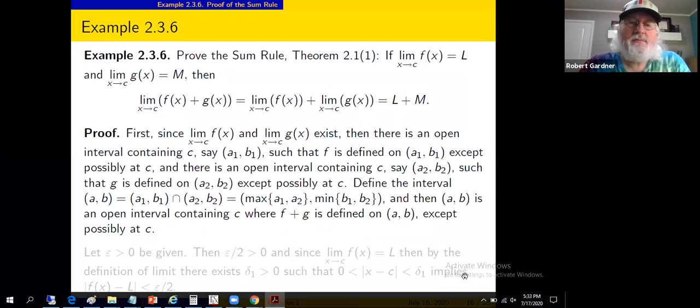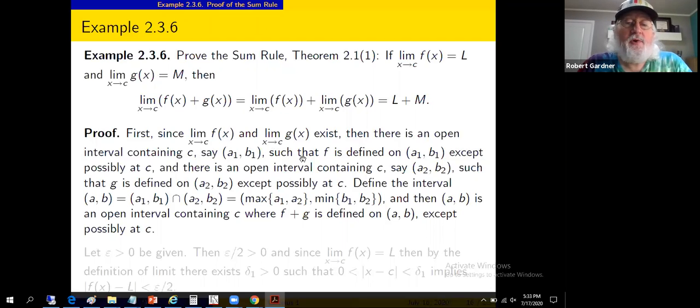Okay, first about the step 0 thing. We need to make sure the function is defined on an open interval containing c. This function, f plus g, because we're making a claim about the limit as x approaches c of f plus g of x. Well, first, we're told the limit as x approaches c of f of x and the limit as x approaches c of g of x exist. That means, well, they got to give us this.